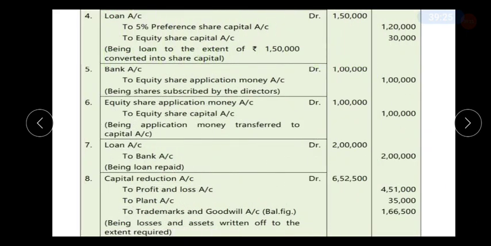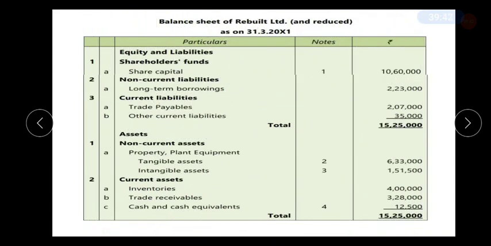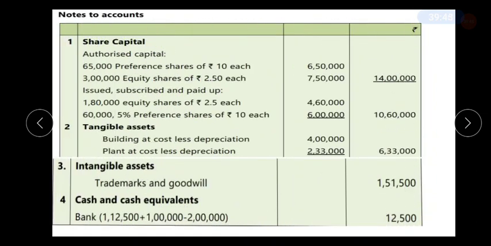plus, here we have equity share capital 30,000. Then here also we have equity share capital 1 lakh. So wherever you have equity share capital credit, take the total and you will get the total equity share capital. You will get 4,60,000. How did you get this 4,60,000? By adding the credit balance of equity share capital in journal entries. The total of that will be 4,60,000.